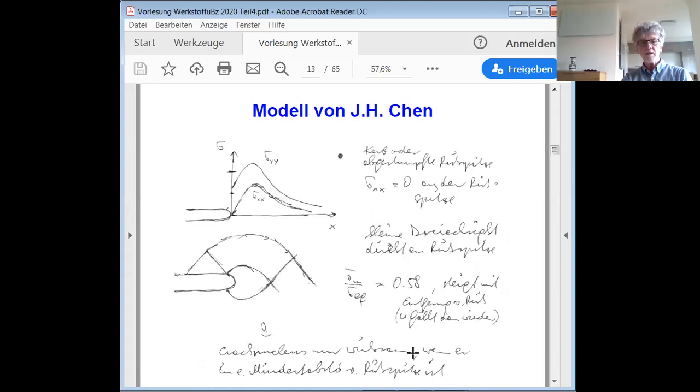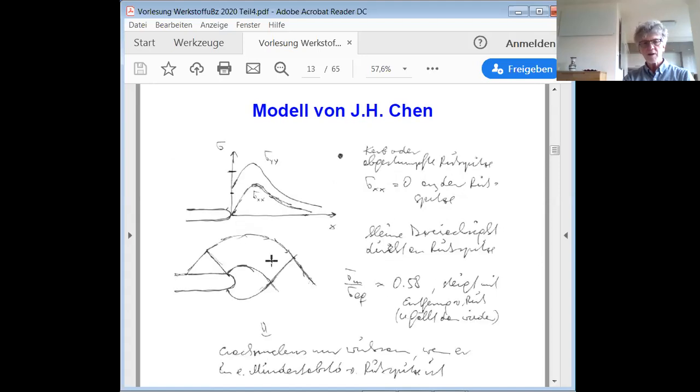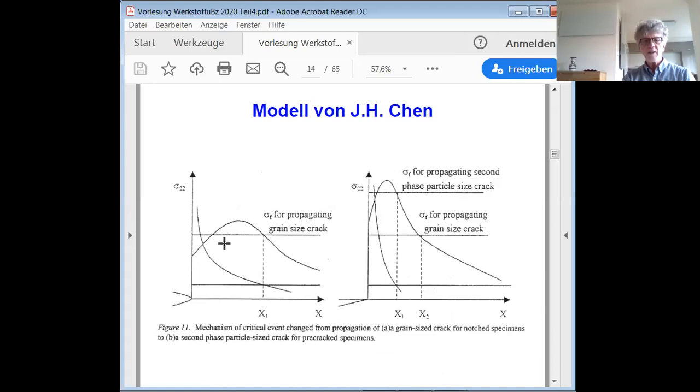If you have a notch, then the stress triaxiality in front of the notch tip is not so high. So you have a much lower stress triaxiality, here a value of approximately 0.6. But the distance where you have rather high stresses extends to a larger distance in front of the notch tip than is the case in front of a sharp crack. Okay, and so that is schematically the situation on a notch.